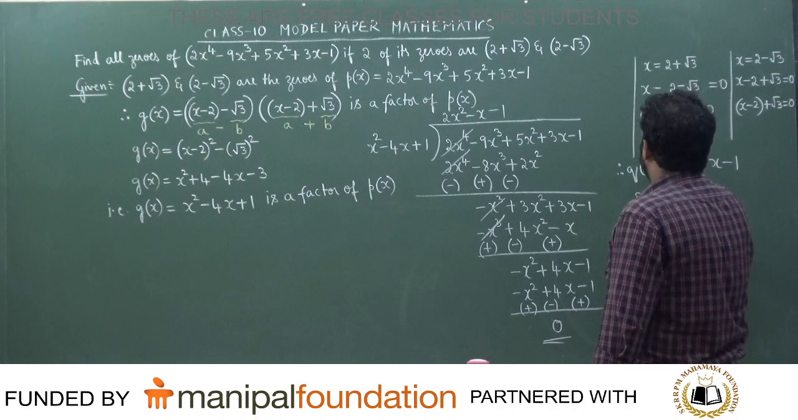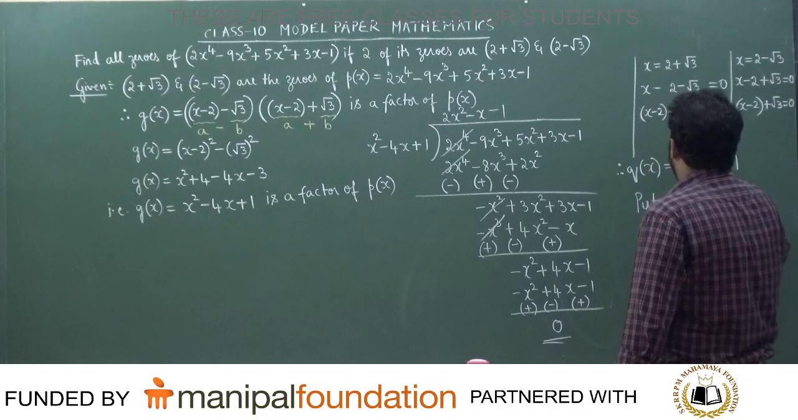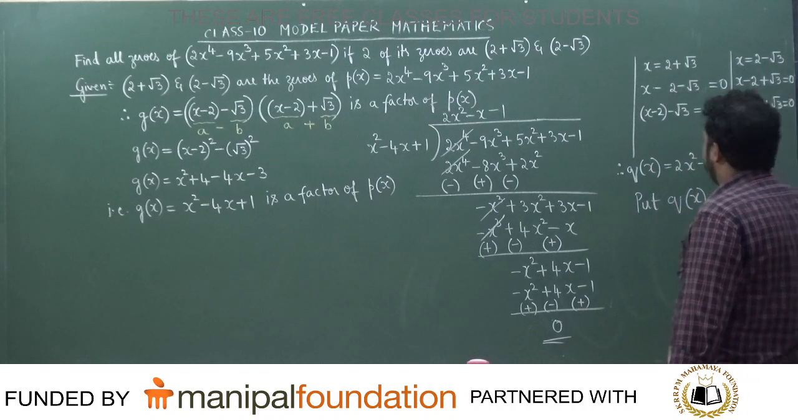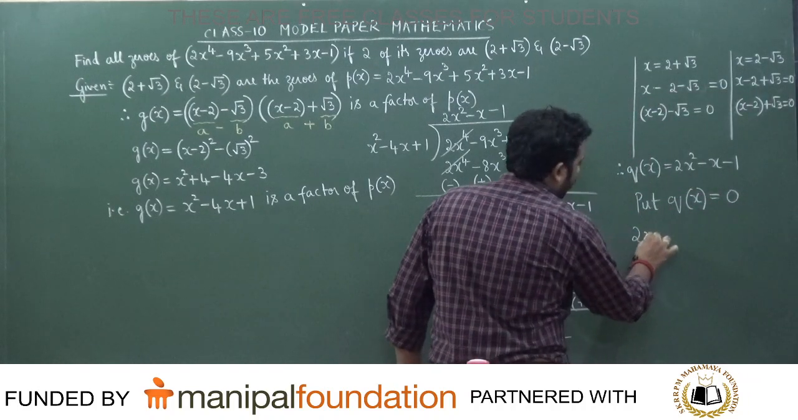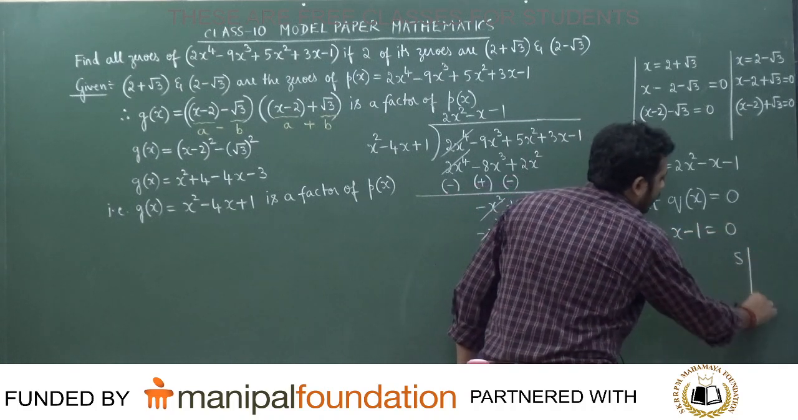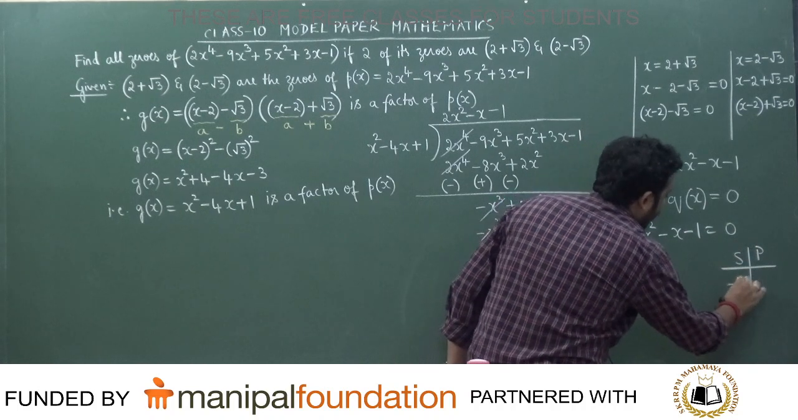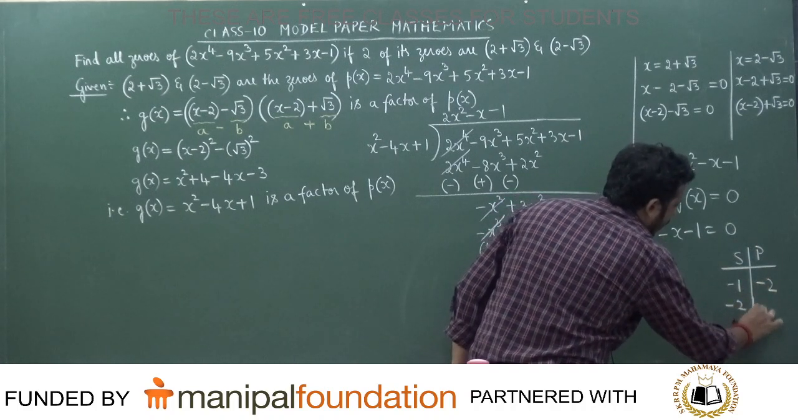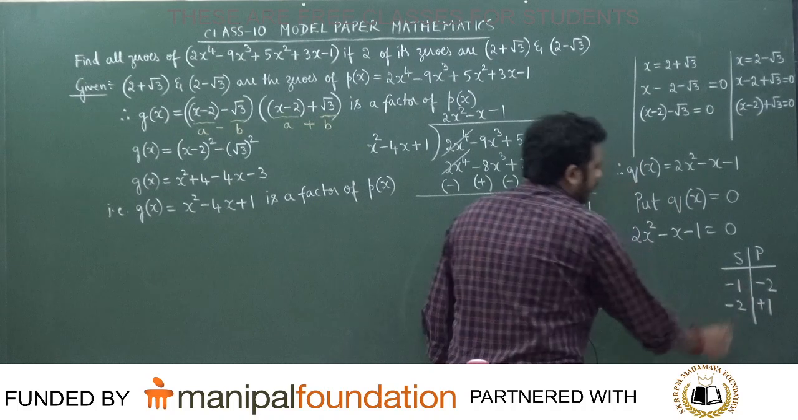Now what's the next thing to do if you want to get the remaining 2 zeros, students? Put q of x is equal to 0. Now the problem from polynomials becomes a quadratic equation. Correct or not? Take the sum and take the product. Minus 1 and minus 2, which is nothing but minus 2 and plus 1.